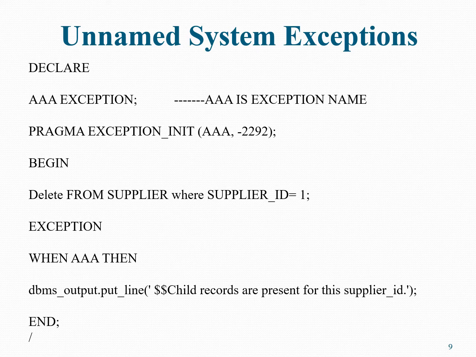This is a simple program in which we are trying to delete a particular record from a supplier table corresponding to supplier ID 1. In this program, we can't delete that particular record because there are some child records corresponding to this particular attribute. So we will create an unnamed system exception using the concept of pragma here. In the declare section, we will write the name of the exception and then the keyword exception. Here AAA is the name of the exception that we defined. And then we will write the keyword pragma, and then we will use exception init.